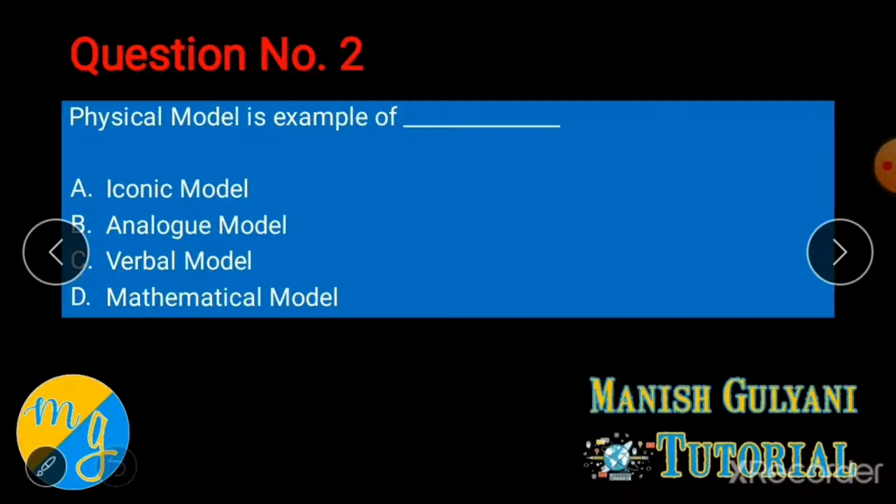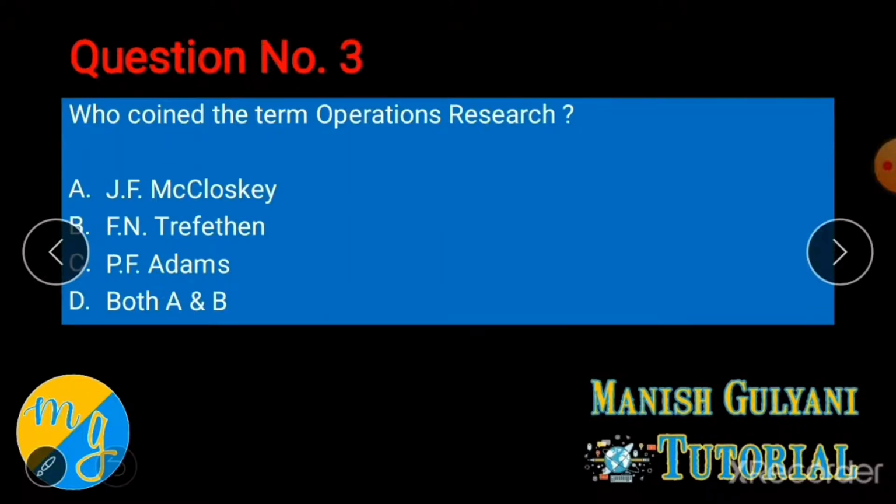Clear? So on the basis of the explanation of each model, you can easily guess that a physical model is an example of a verbal model. So option C is your correct option.